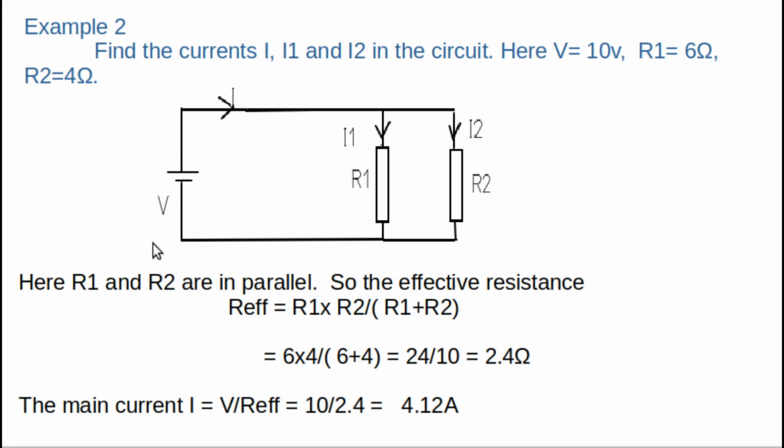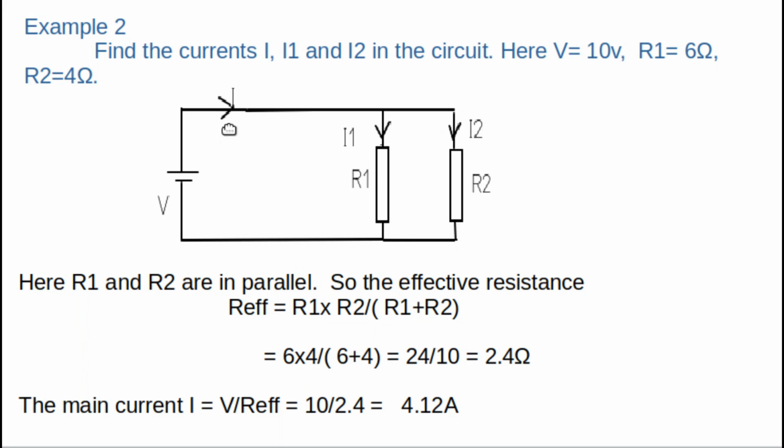Here the circuit is shown and what we have to find out from the circuit are the current I, that is the current flowing here, and then I1 and I2, the currents in these two branches. I1 is the current flowing through R1 and I2 is the current flowing through R2. V is given as 10 volt, R1 is 6 ohm and R2 is equal to 4 ohm. How are we going to find out these three currents?